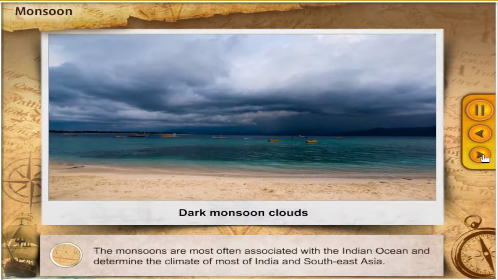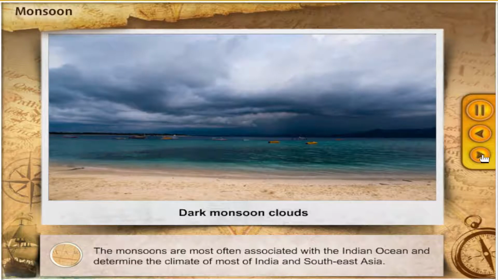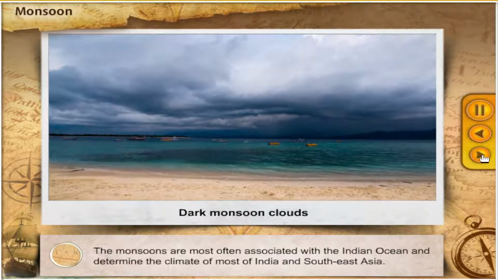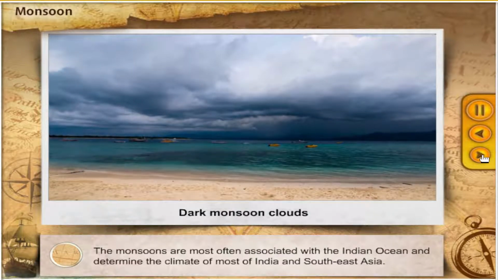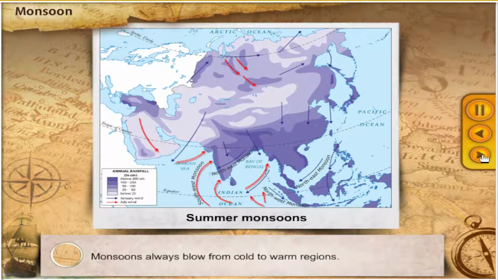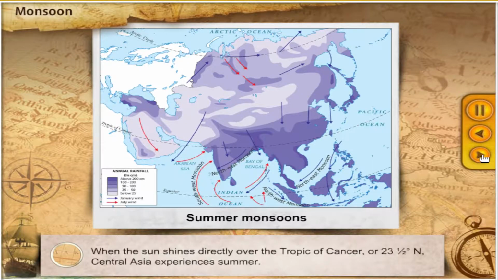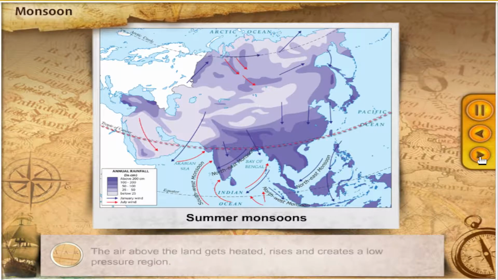The monsoons are most often associated with the Indian Ocean and determine the climate of most of India and Southeast Asia. Monsoons always blow from cold to warm regions. When the sun shines directly over the Tropic of Cancer, or 23.5 degrees north, Central Asia experiences summer. The air above the land gets heated, rises, and creates a low-pressure region.